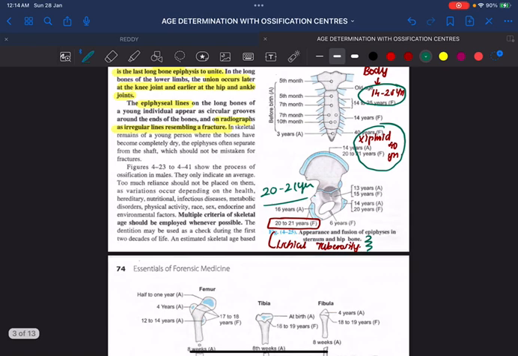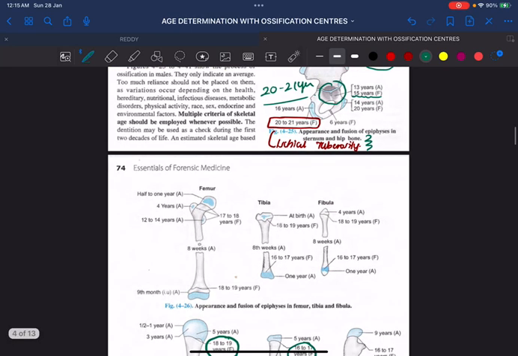Another important thing is something called the triradiate cartilage. Its fusion occurs by 15 years. They may ask an MCQ on this, but it is not important for your main exam. MCQ, triradiate cartilage, 15 years.